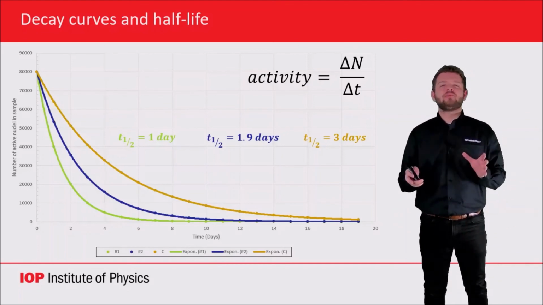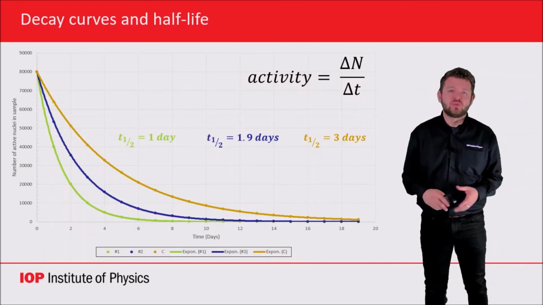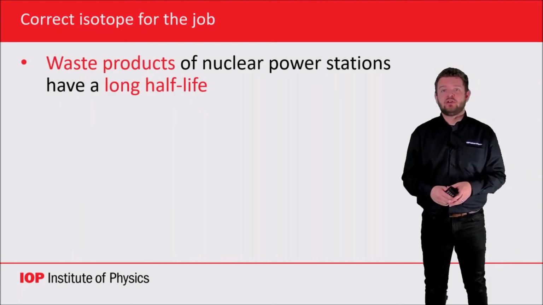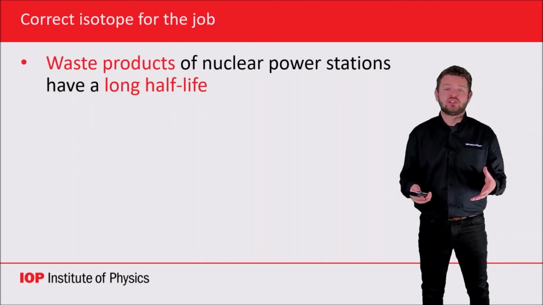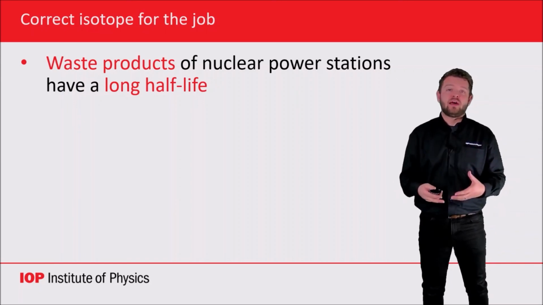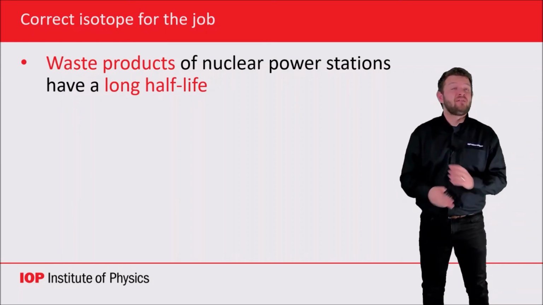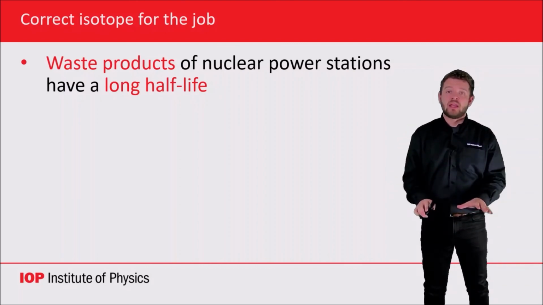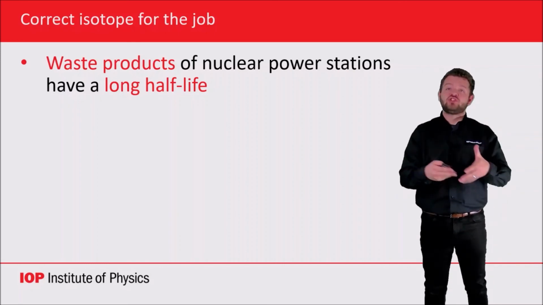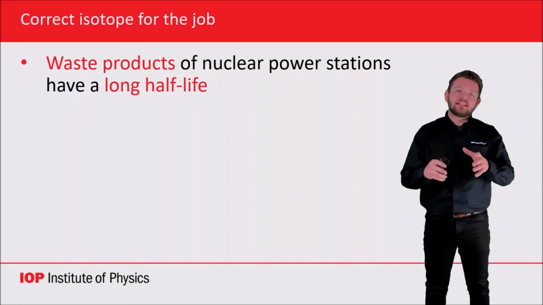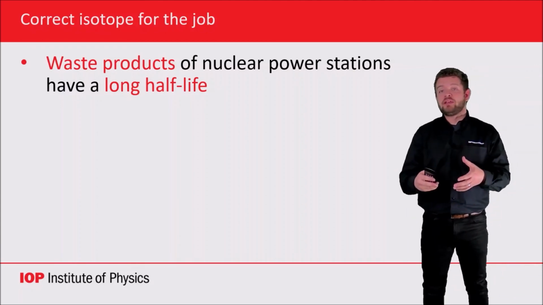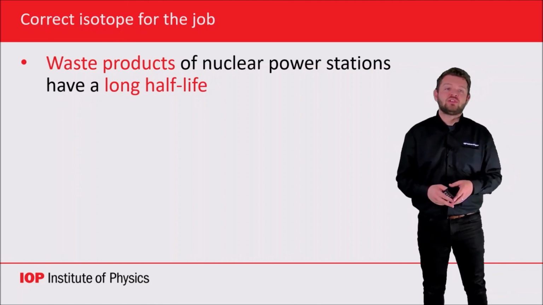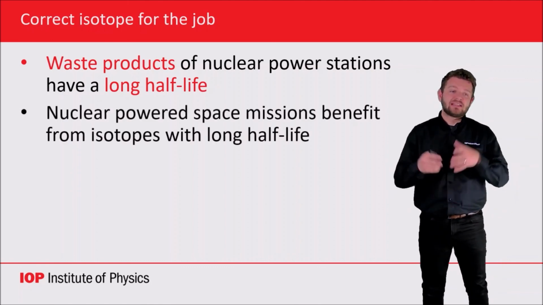So, how is this information about different isotopes' decay curves useful? Well, one example is if you are having to store radioactive isotopes that were the waste products in nuclear power stations. These isotopes have a long half-life and therefore need to be stored carefully for thousands of years for the activity to fall to acceptable levels. This is a problem that needs to be considered by engineers and scientists. An example where a long half-life would be a positive feature of a radioactive isotope would be when designing unpiloted space missions that use a radioactive source as a power supply.